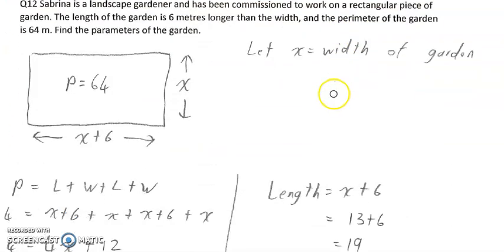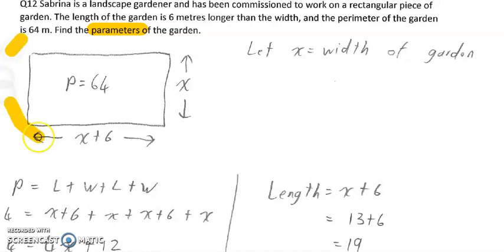Anyway, question 12. Sabrina is a landscape gardener and has been commissioned to work on a rectangular piece of garden. The length of the garden is 6 metres longer than the width, and the perimeter of the garden is 64 metres. Find the parameters of the garden. Don't you love big words that you haven't heard before? What does parameters mean? Parameters is basically saying, what is the length of the garden? What is the width of the garden?